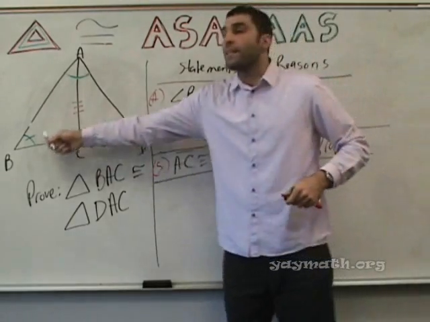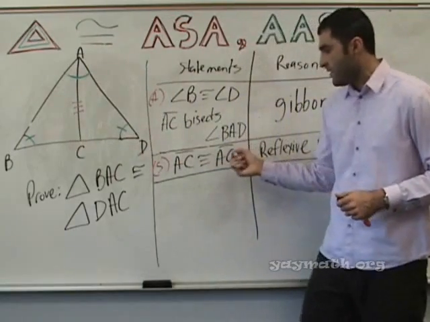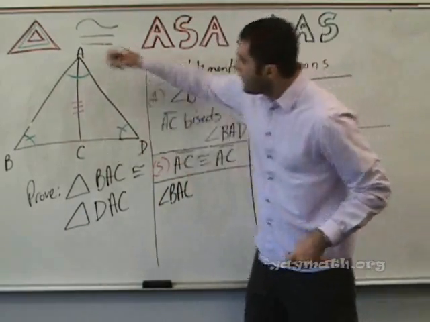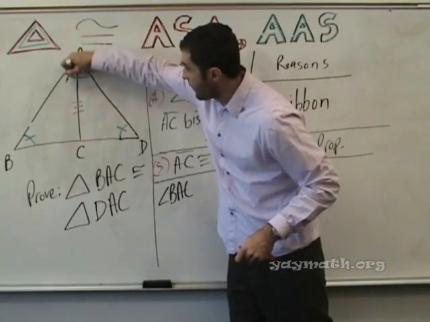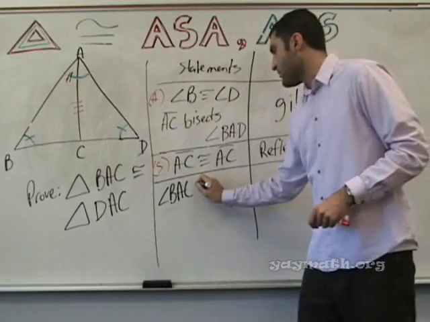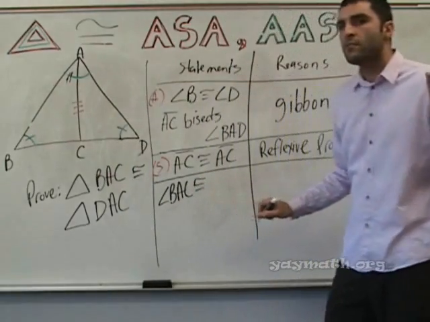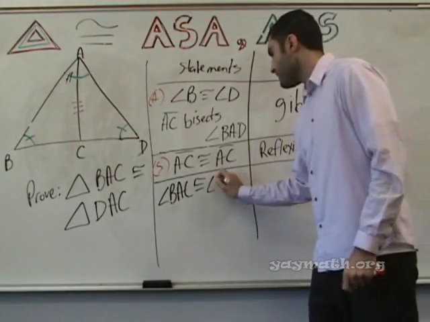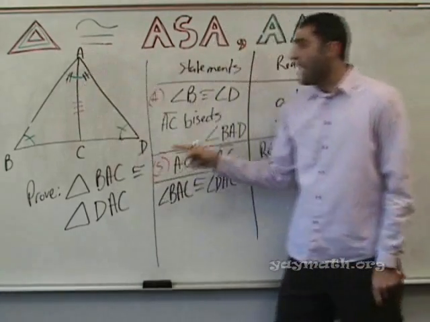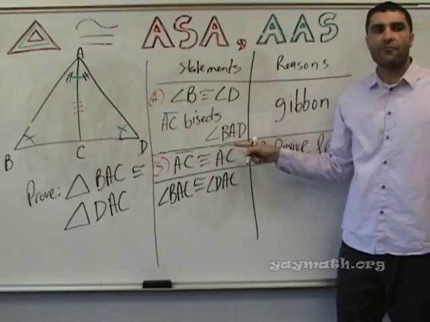Right. If angle BAD is being bisected, we can conclude that angle BAC, this one, and let's mark it with 2 now because this has 1. This angle is congruent to, what did you say? DAC. And that's this one. And now angle BAD has been cut in half.